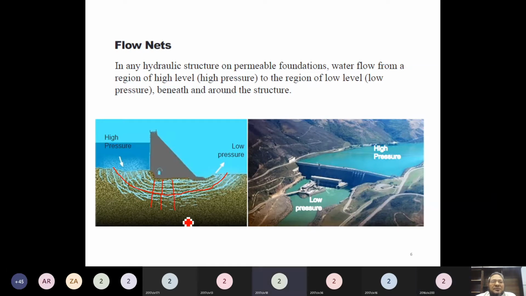Yes, sir. So this is the flow net, and the water always flows from which side to which side? From higher pressure head to lower pressure head. Why is the water flowing in this direction? The same is mentioned here. Hydraulic structure on permeable foundation. So this is a permeable foundation. Water flows from a region of high level to low level. So that is the flow net.